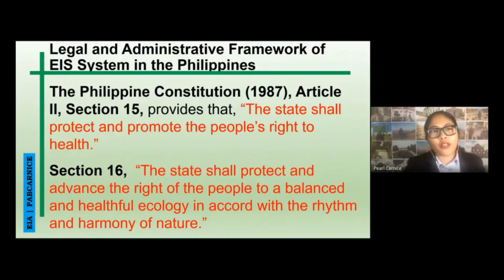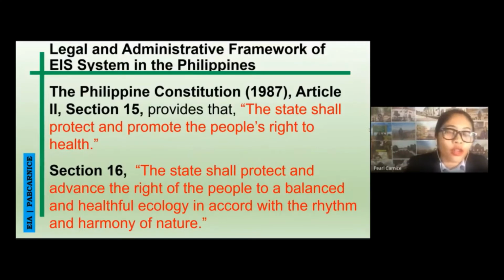Article 2, Section 15 provides that the state shall protect and promote the people's right to health. And also quoting Section 16, that the state shall protect and advance the right of the people to a balanced and healthful ecology in accord with the rhythm and harmony of nature. So that's the first father of legal basis of the EIA system, which is the Philippine Constitution.